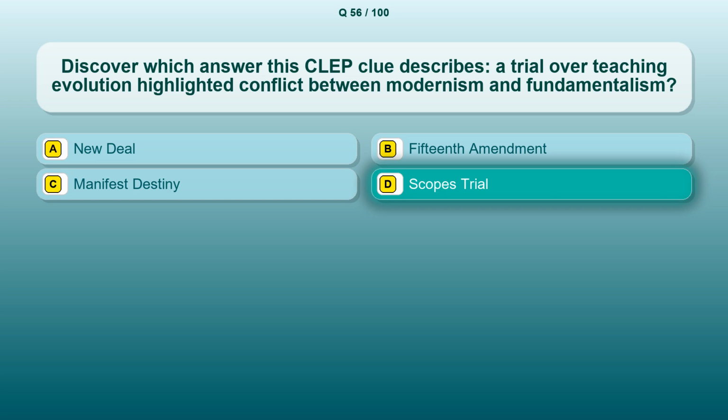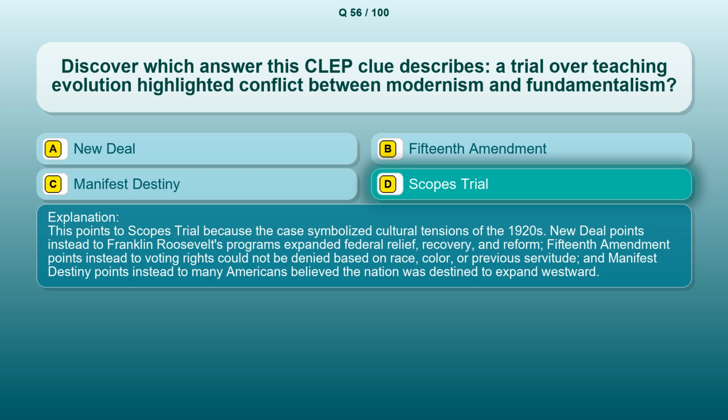The correct answer is option D, Scopes Trial. This points to Scopes Trial because the case symbolized cultural tensions of the 1920s. New Deal points instead to Franklin Roosevelt's programs expanded federal relief, recovery, and reform. 15th Amendment points instead to voting rights could not be denied based on race, color, or previous servitude, and Manifest Destiny points instead to many Americans believed the nation was destined to expand westward.